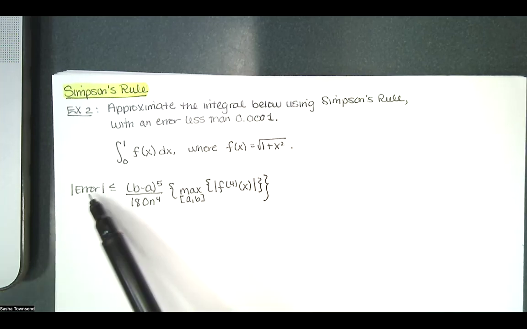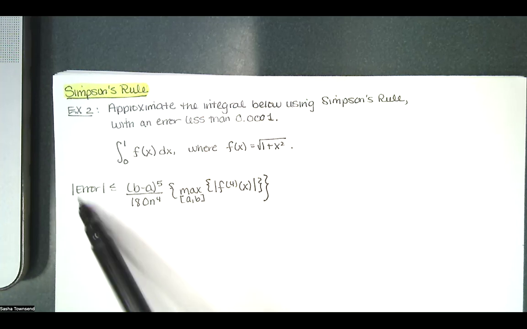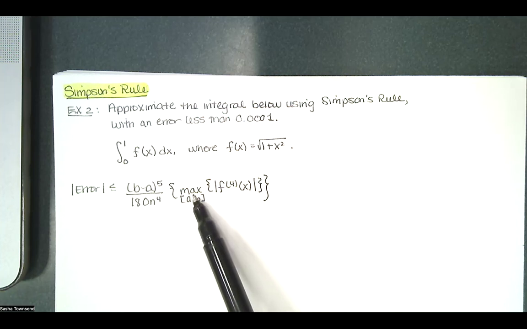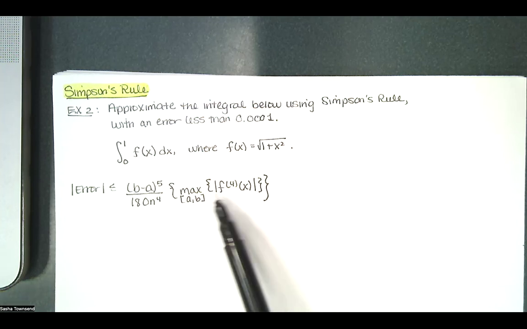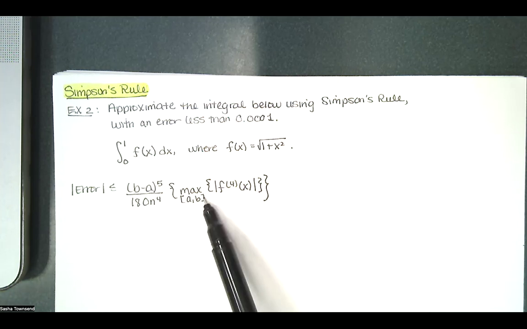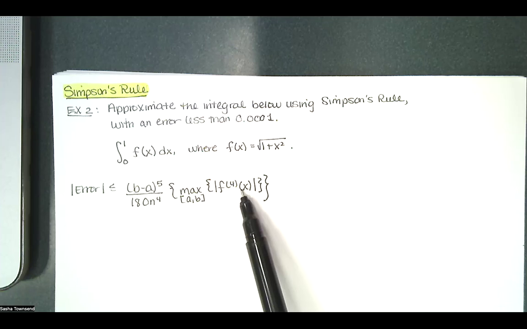Now we're told, from the text, that when we use Simpson's rule, the error is less than or equal to (b minus a) to the fifth divided by 180 n to the fourth, where n is the number of subintervals, times the maximum value of the absolute value of the fourth derivative of the function on our interval. As long as that function is continuous on the interval from a to b, by the extreme value theorem, it definitely has a max. So we can find that maximum.